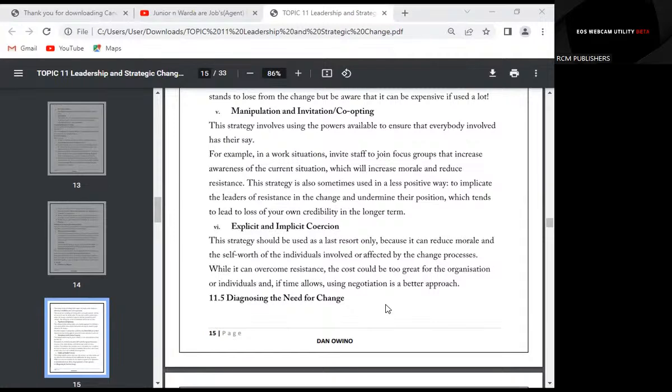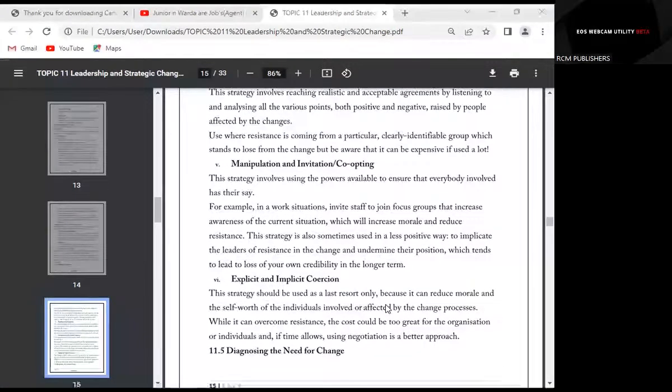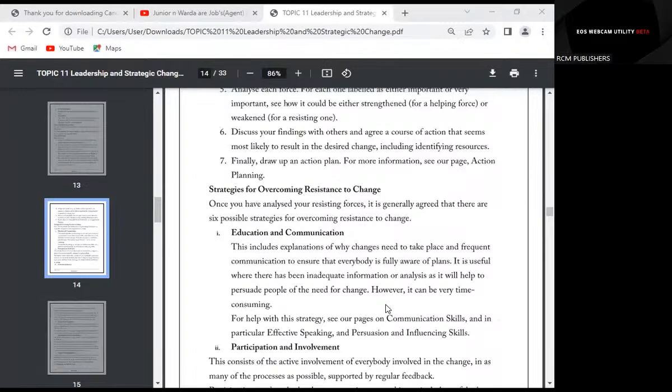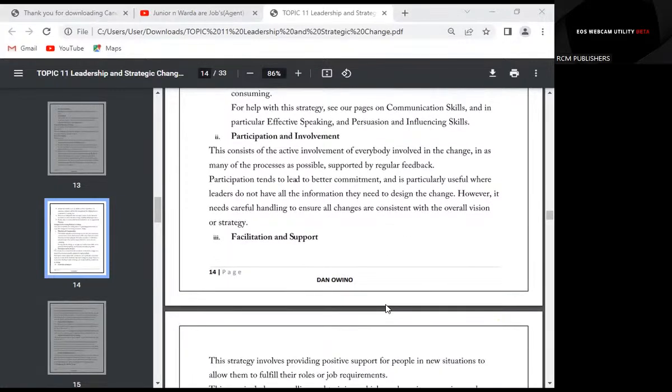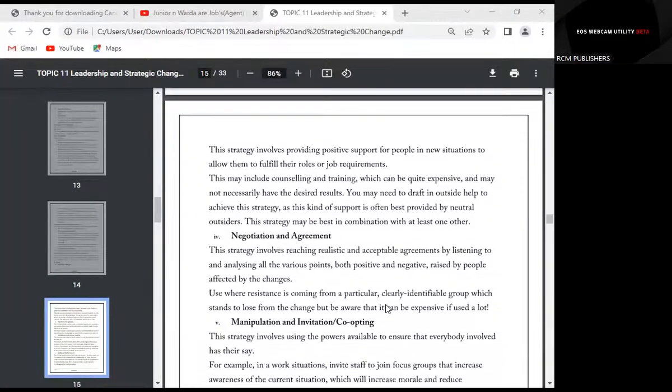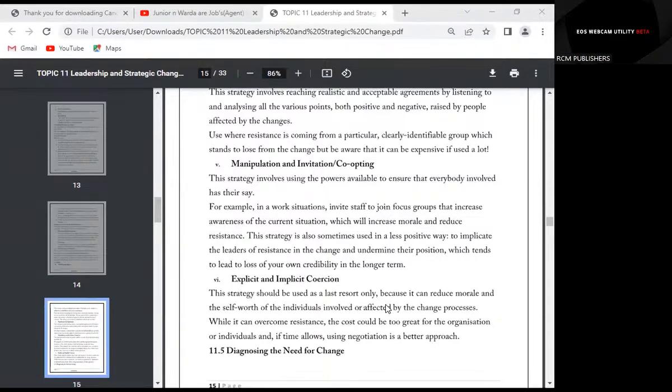So class, those are some of the 6 strategies that you can use to overcome any possible resistance to change: education and communication, participation and involvement, facilitation and support, negotiation and agreement, manipulation and invitation or co-opting. Then the last one, use of what? Coercion.